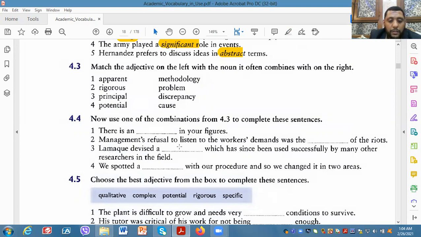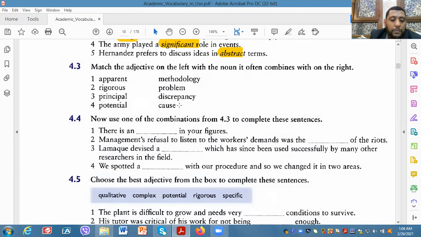Number two, management's refusal to listen to the workers' demands was the principal cause of the riots. Principal cause of the riots. Okay, so this is the principal cause.